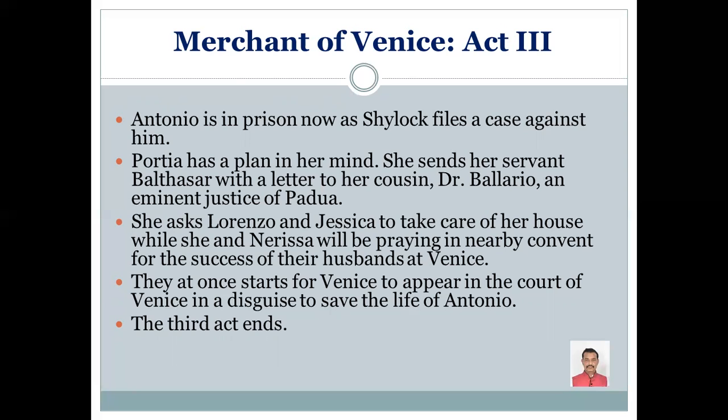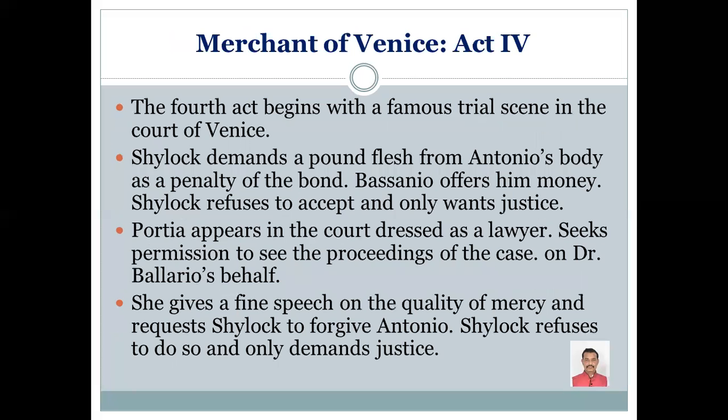Having done this, Portia and Nerissa at once start for Venice without telling anybody. Secretly, they start for Venice to appear in the court of Venice disguised as a doctor of law and his assistant in order to save the life of Antonio. And with this, I can say that the third act of the play ends here.